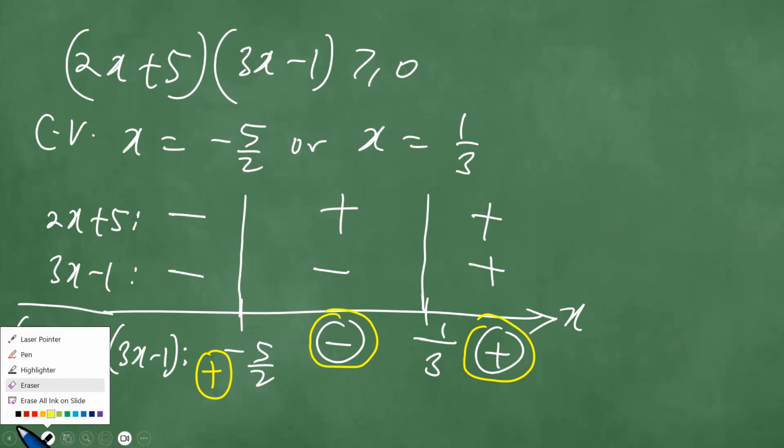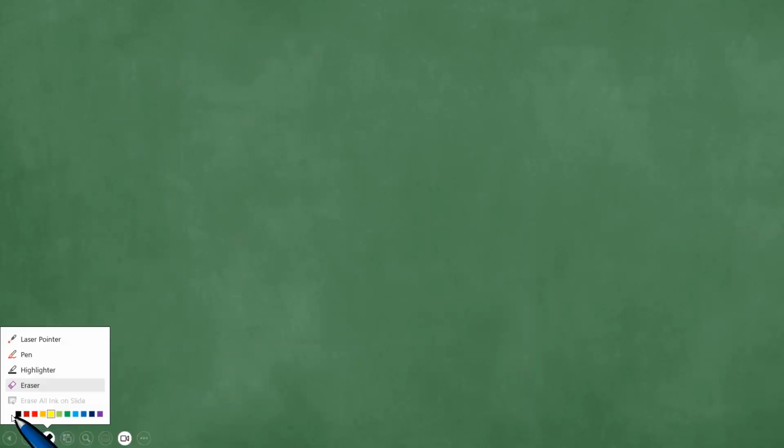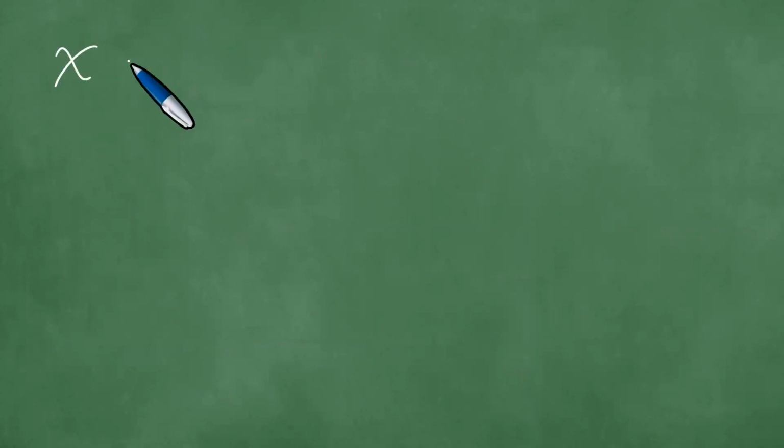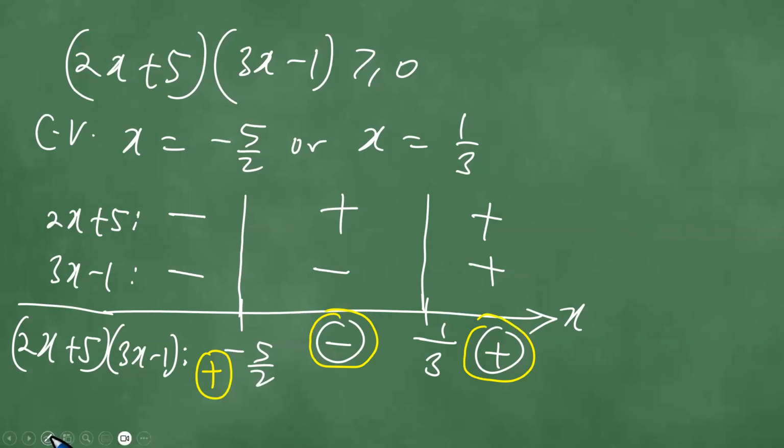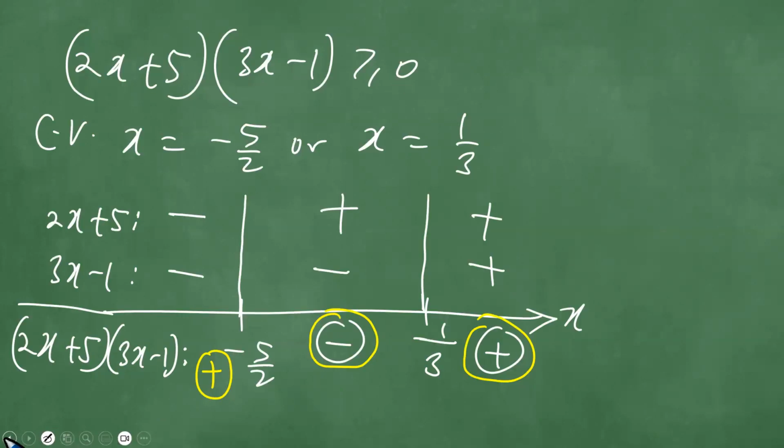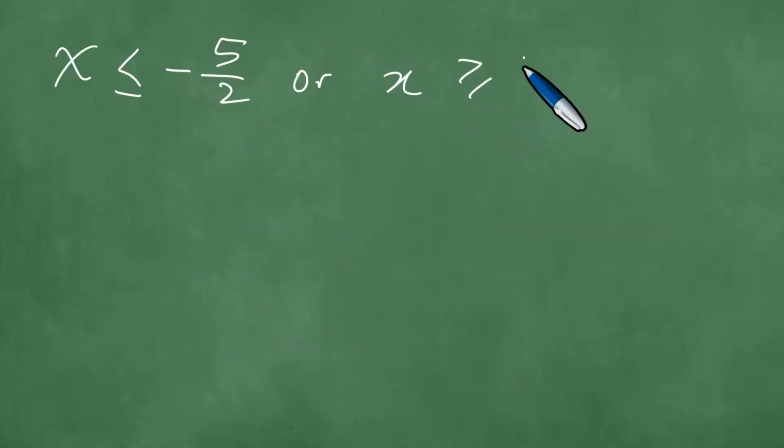You can write it on the next slide. So x is less or equal to minus 5/2 is this side, plus is this side. To the left is less, so x is less than or equal to minus 5/2, or x is bigger or equal to 1/3.